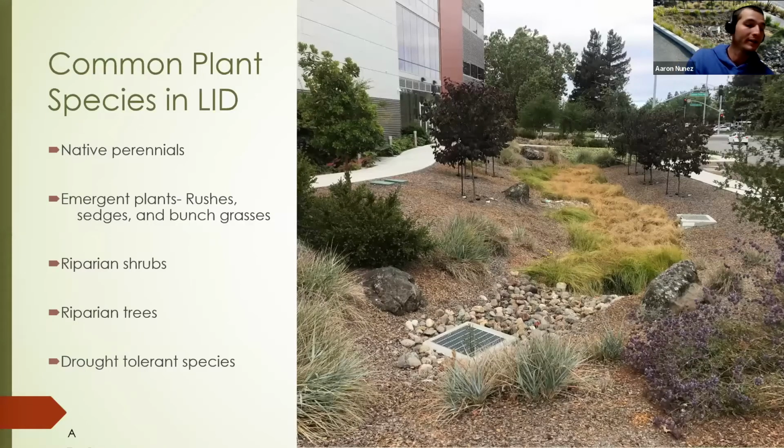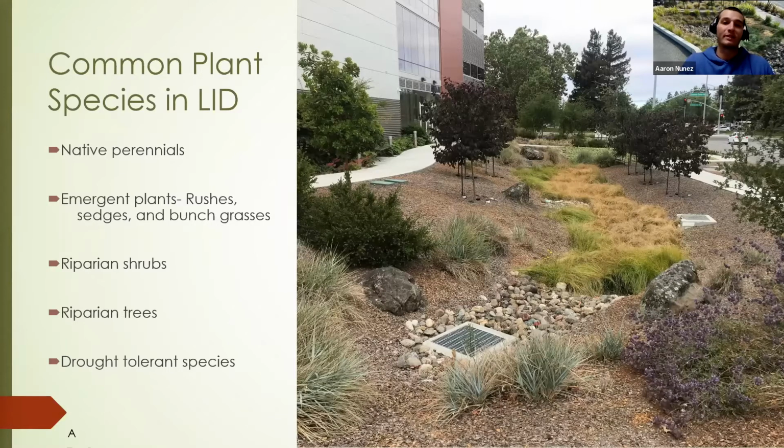So we'll go in and start talking about some of the common plants that we'll see in our LID features. Again, these are native perennials, emergent plants, rushes, sedges, and bunch grasses, riparian shrubs. They don't always have to be grasses. We have riparian shrubs, trees. Again, the main emphasis is on drought-tolerant species as well.